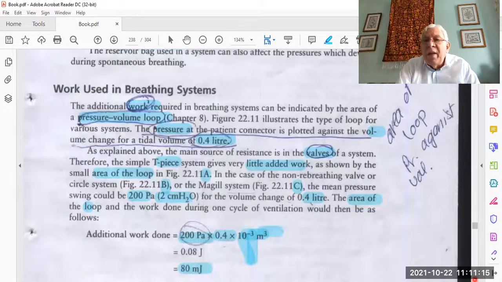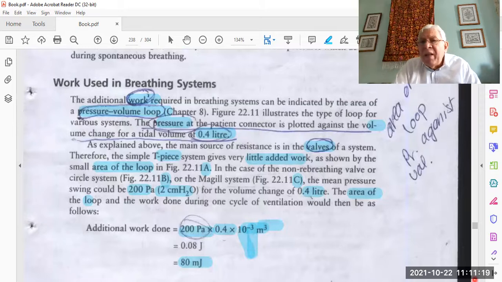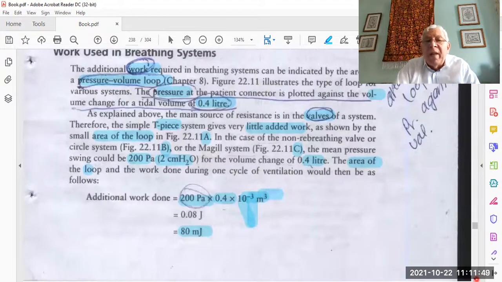The work used in the breathing system, as we said before, regarding the respiratory tract is volume times pressure, and we said during normal ventilation it is around 300 millijoule, I'm sorry, 30 millijoule. The case is different whenever the patient is controlled. Suppose the work of breathing calculated during a ventilated patient is around 200 Pascal and tidal volume is around 0.4 liter. Whenever I shift this, of course, to kilo Pascal and a proper volume, we can reach that the work is around 80 millijoule, which is a load on the patient.